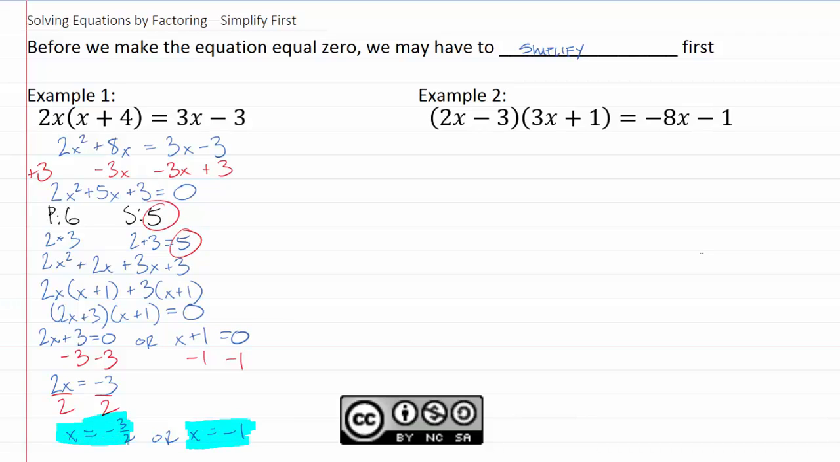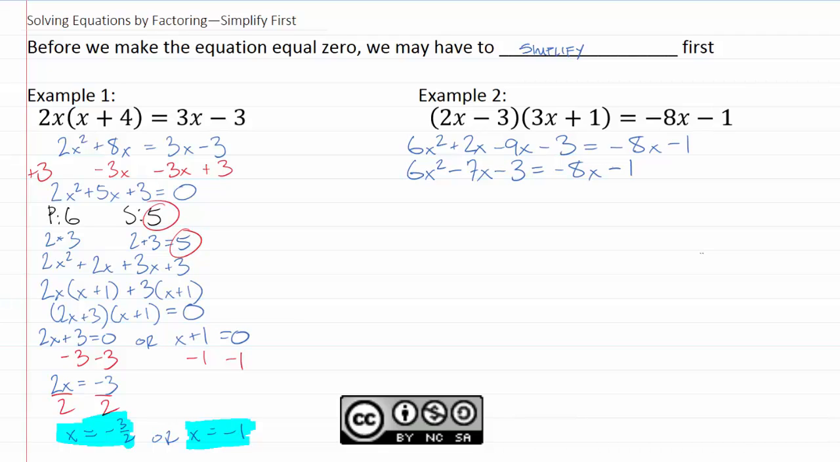Example 2 is very similar. For example 2, we begin by using the FOIL method. If you use the FOIL method there, you get 6x squared plus 2x minus 9x minus 3 still equals negative 8x minus 1. Again, we want to clear out one entire side. That can wait, though, because we need to combine our x's. 2x minus 9x is negative 7x. Minus 3 equals negative 8x minus 1.